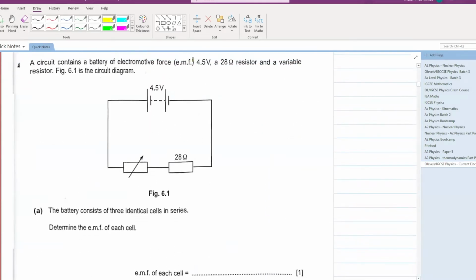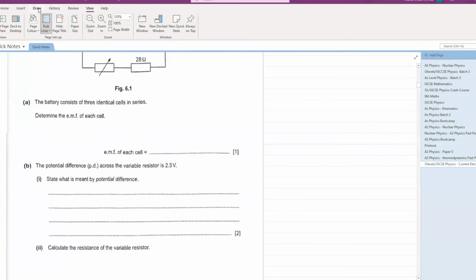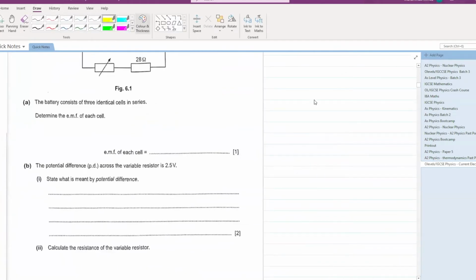A circuit contains a battery of electromotive force 4.5 volts, a 28 ohm resistor and a variable resistor. Figure 6.1 is the circuit diagram. The battery consists of three identical cells in series. Determine the EMF of each cell. So if you have 4.5 volts and there are three cells, what will be the EMF value of each cell? Very, very easy. Let's write it down. 4.5 divided by 3, 1.5 volts is the EMF of each cell.